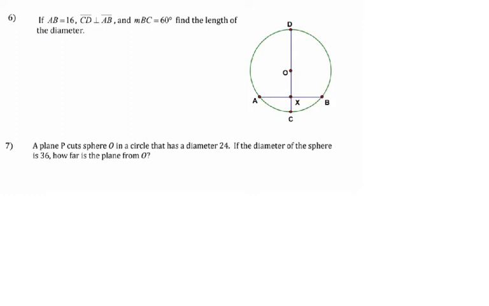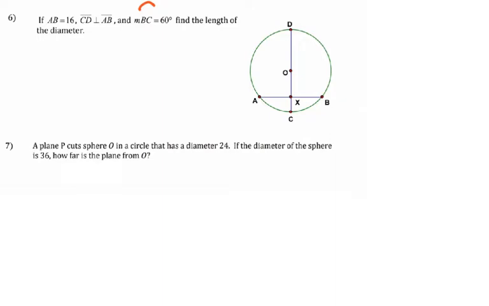All right, here's number 6. Number 6 required a little bit of work. So redraw the circle larger than how it's drawn here, okay? So you can really get in that circle. We have that AB, which is a chord, equals 16. We've been told that CD is perpendicular to AB, so it's bisecting that chord. And we have that arc BC is 60 degrees. They didn't show it here, but this is arc BC is 60 degrees.